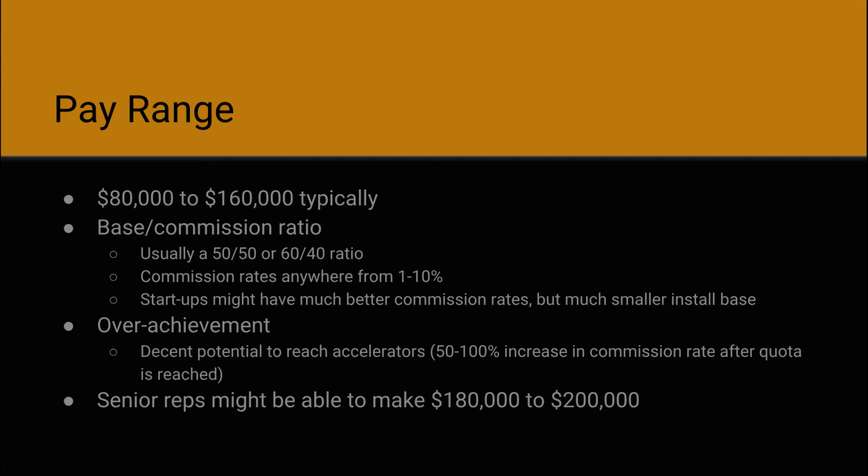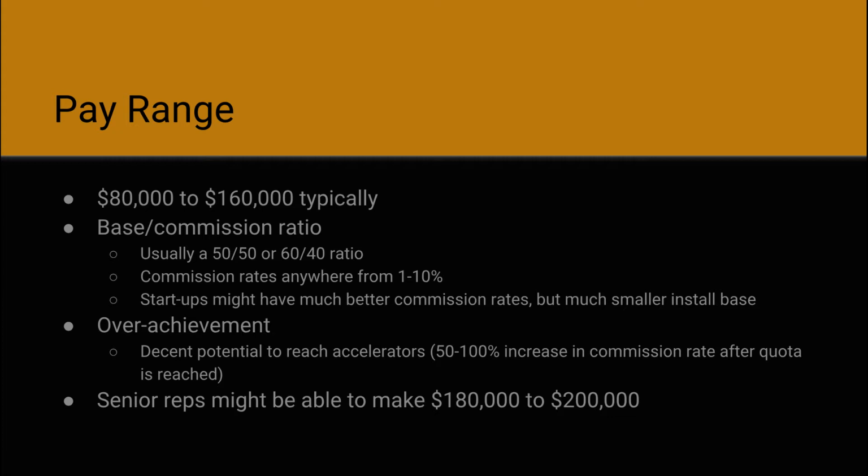You'll also want to consider overachievement in this role. Unlike sales development representatives, you'll have a true opportunity to overachieve on a commission basis. Sometimes you might see in your plans, if it's uncapped, that you'll actually be able to reach something called an accelerator. And these accelerators will ramp up depending on how far you've overachieved past your quota.